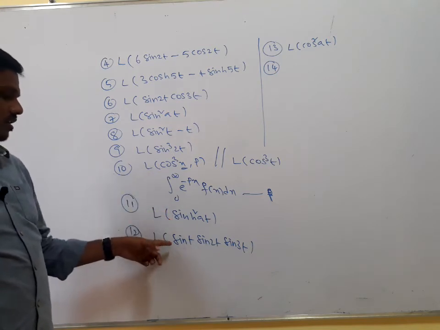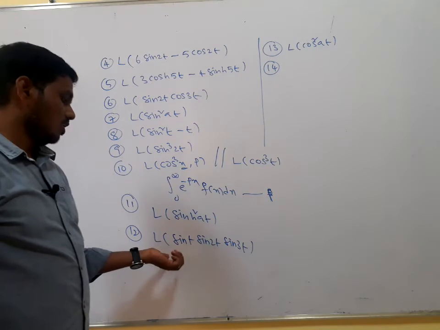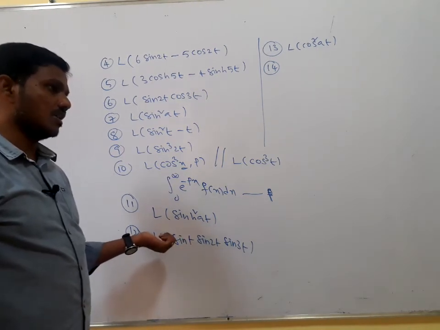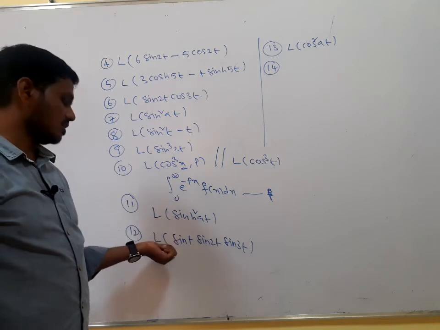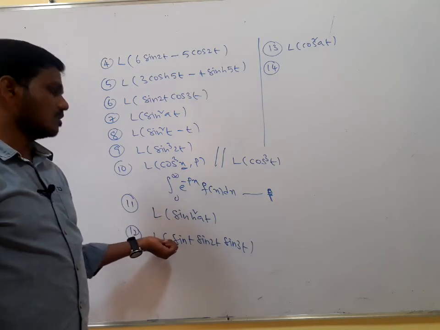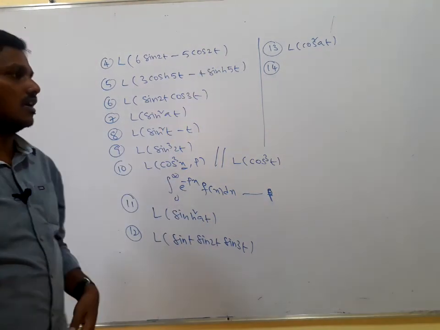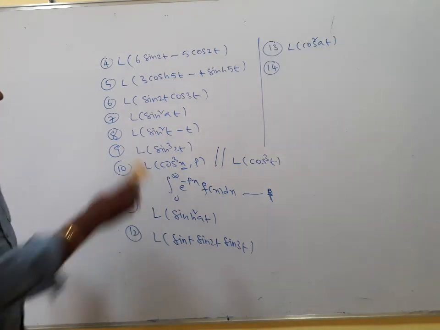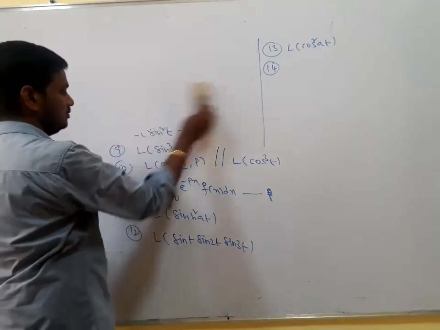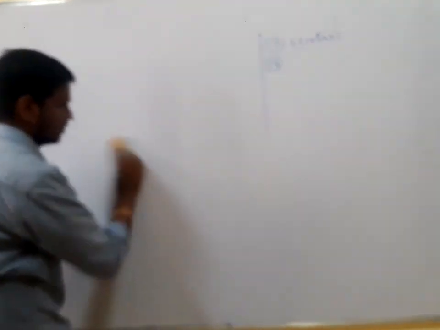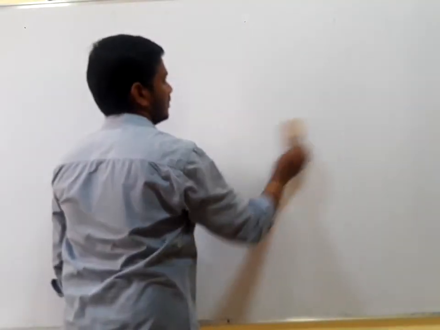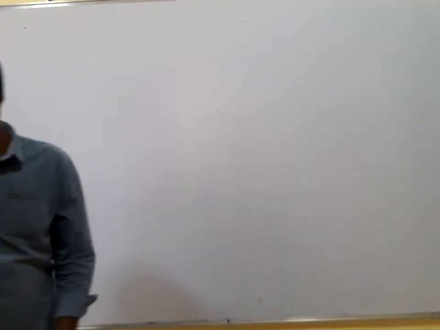Here it is multiplying with 2 and dividing with 2. 2 sin a sin b is cos(a minus b) minus cos(a plus b). Yes, that means next cos square a. Solve it. Next, 14th one.